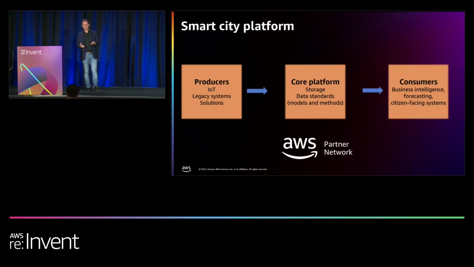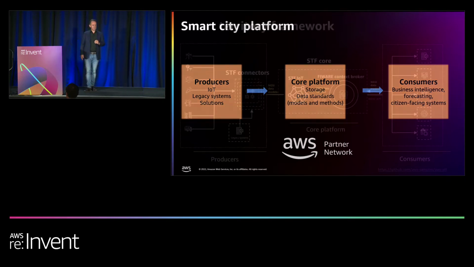And then a common smart cities platform, just to give the high-level overview so you can see how this pattern gets repeated. It's very common to many modern data architectures. You've got producers, IoT sensors, legacy systems and solutions coming into a core platform where you have data standards, both around the data models, but also the methods of access, security and governance. And then on the consumer side, you have the intelligence, the citizen-facing systems, etc.